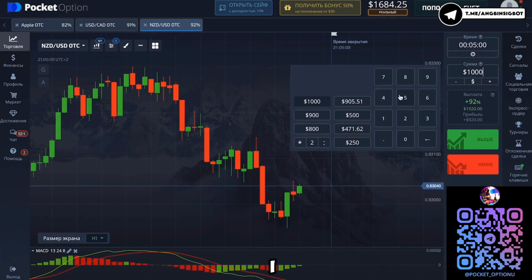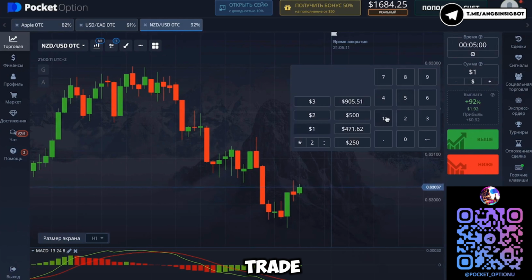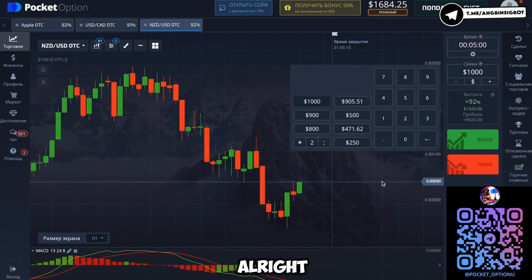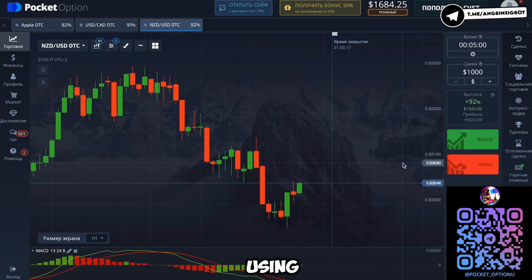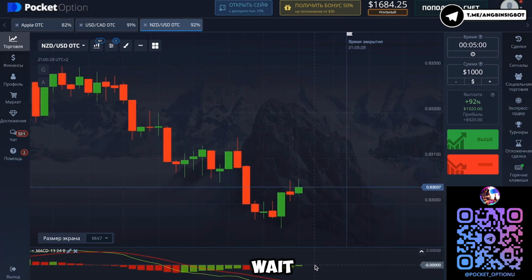For some reason, I can't place more than $1,000 in a trade. This is news to me. Maybe it's a sign that I shouldn't bet more. Alright, I will open 2 trades here as well, using the entire balance. I just need to wait for the entry point.